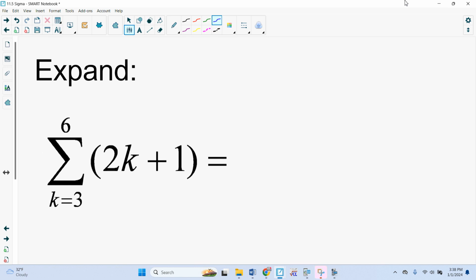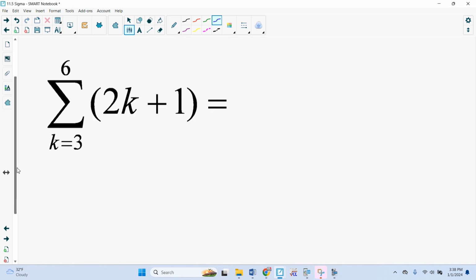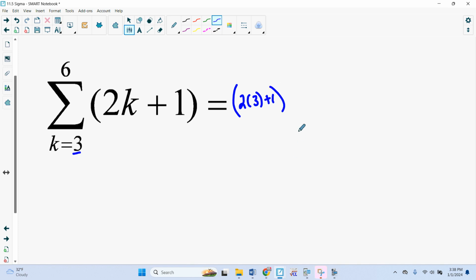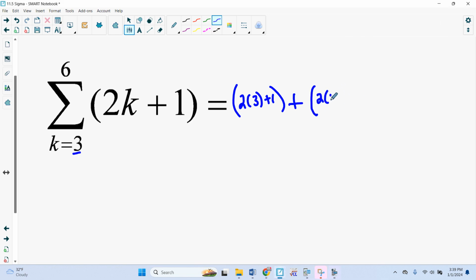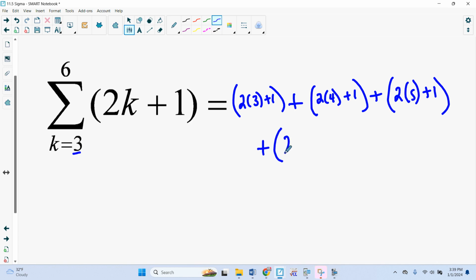So let's say we want to expand this sigma notation. Now we're going to start at the bottom number, which is 3. So we're going to say 2 times 3 plus 1. And then we go to 4. 2 times 4 plus 1. And then we plug in 5. And we keep going until we get to the top number.